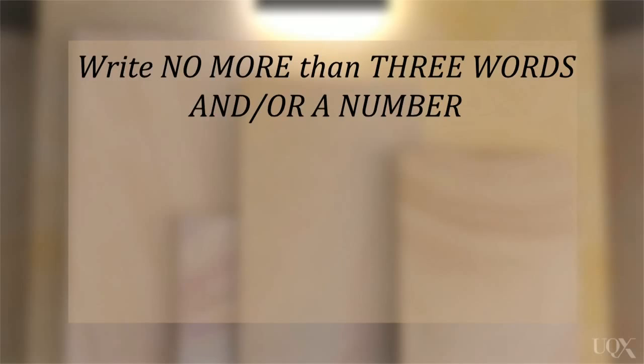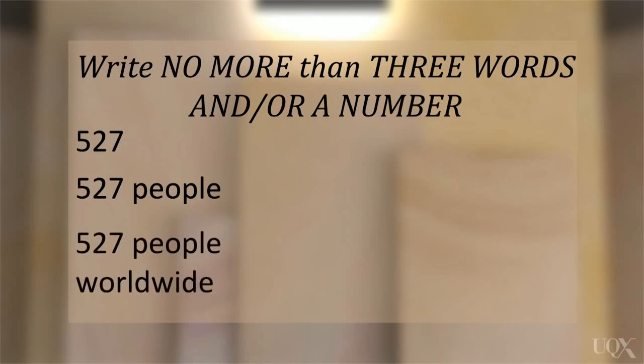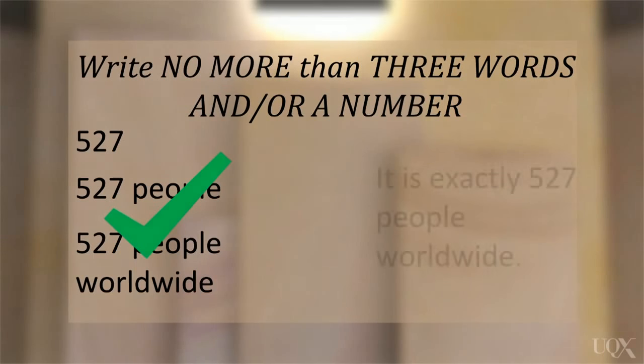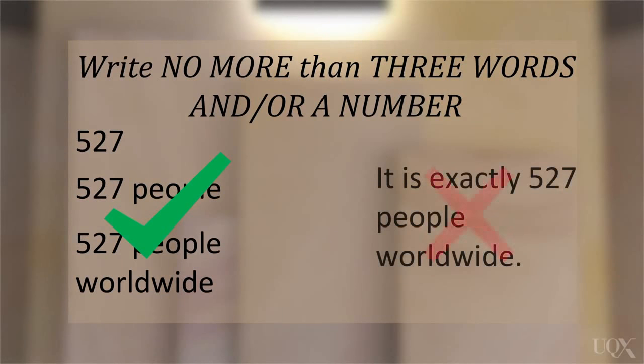So, for question 11, the following answers would fit the word limit, although just be aware that these examples may be wrong in other ways. This is 1 number. This example is 2 words and or a number, so that's okay. And this is 3 words and or a number, which again fits the word limit. But on the other hand, this would not fit the word limit, and your answer would be marked wrong. So obviously you want to avoid losing points by following instructions.